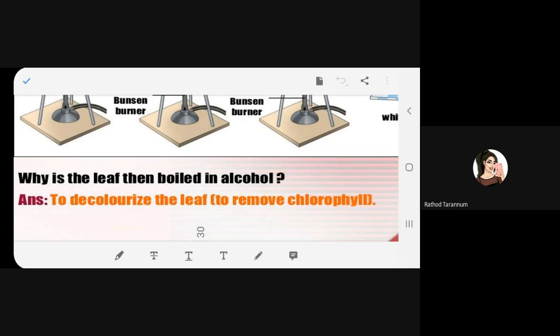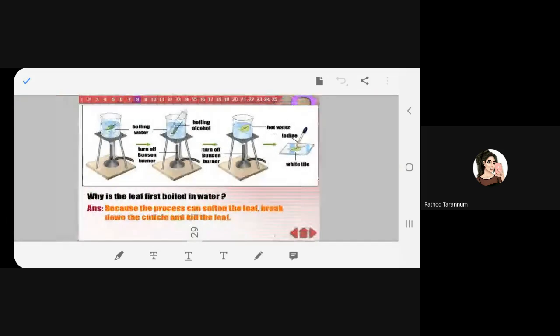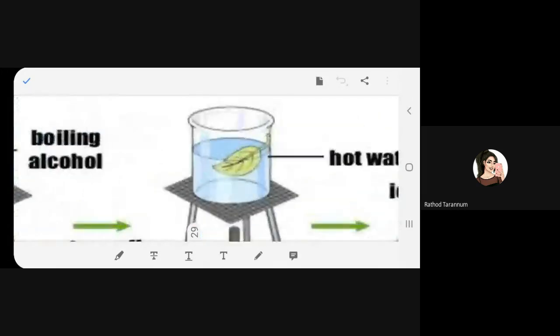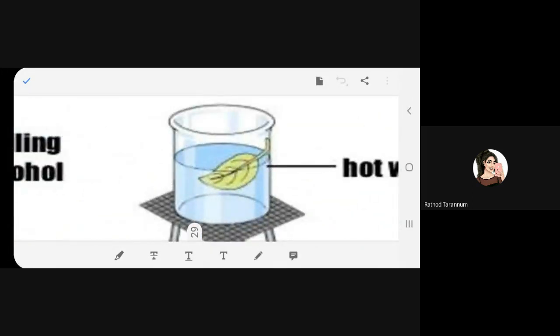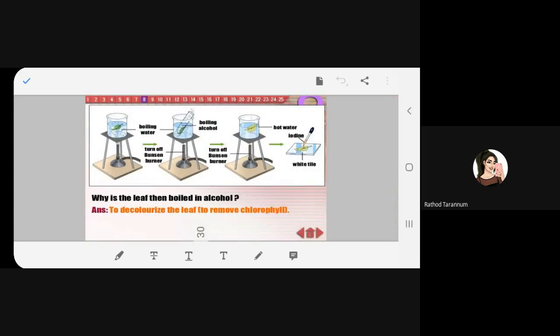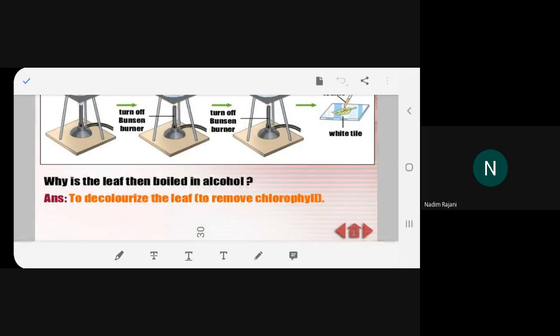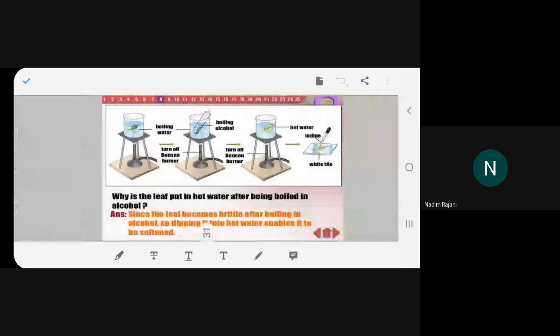So what is the second step? We are removing the chlorophyll. You can see the color has become like this, isn't it? The chlorophyll is removed. Yes, good. So now you are understanding step by step. So this question also you have to write down and show it to the teacher, beta, without fail.